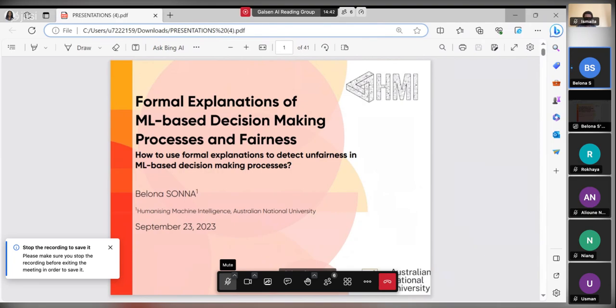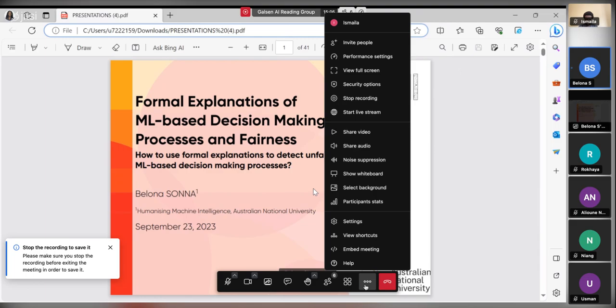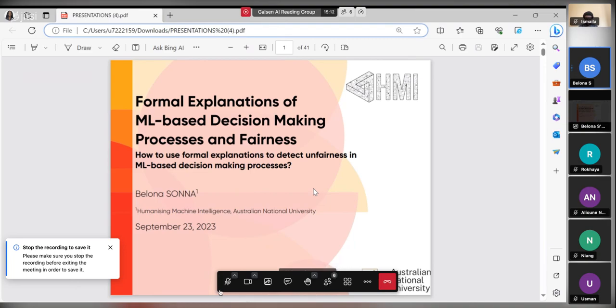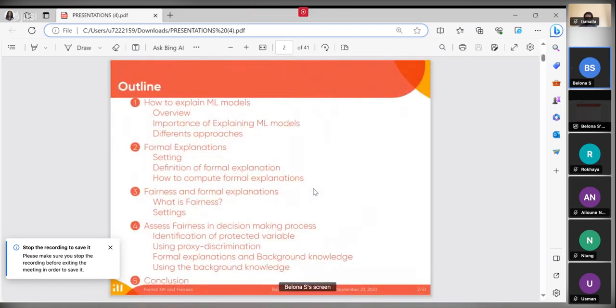And today we will discuss fairness through the lens of explainability. I hope you are seeing my slide. If not, just let me know. Yes, perfect. Okay, so I will basically talk about explainability in general, but I will focus on formal explanation, which is what I'm using right now in my current work. And you already know me. I'm Belona Sona, PhD candidate, and this is the outline of my presentation.